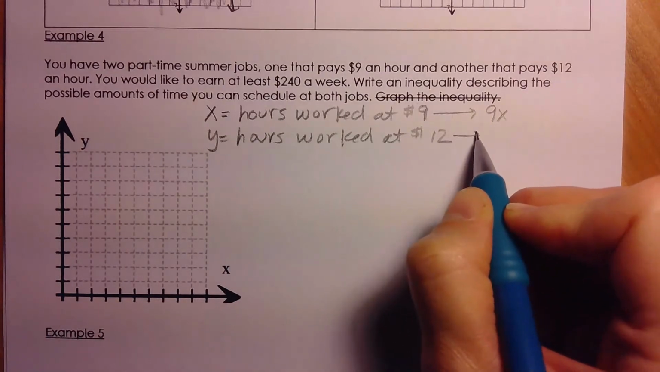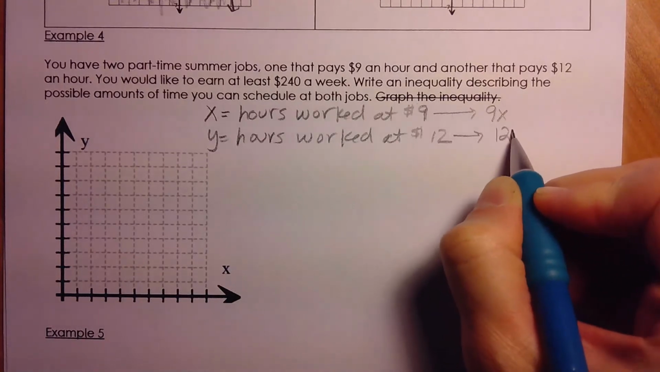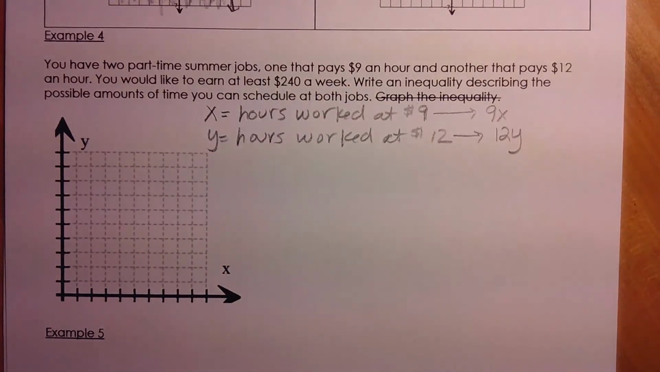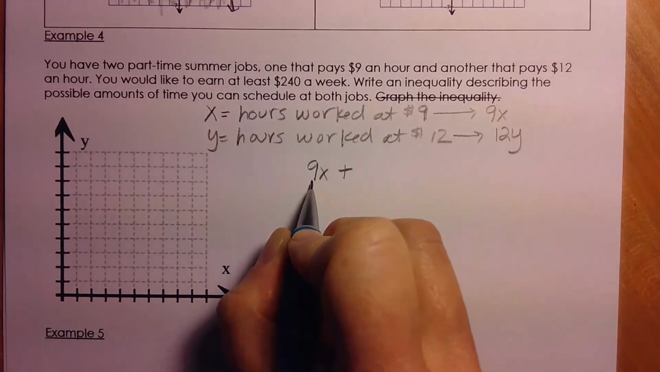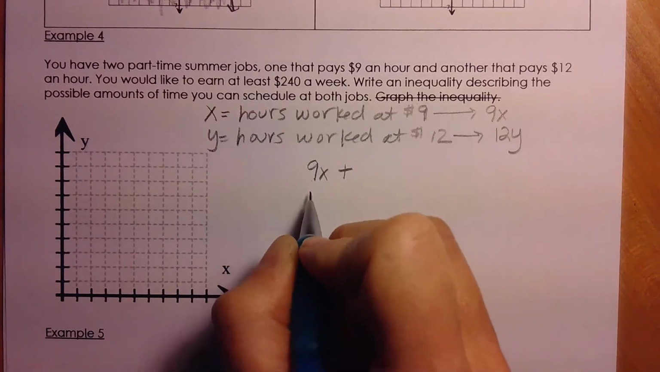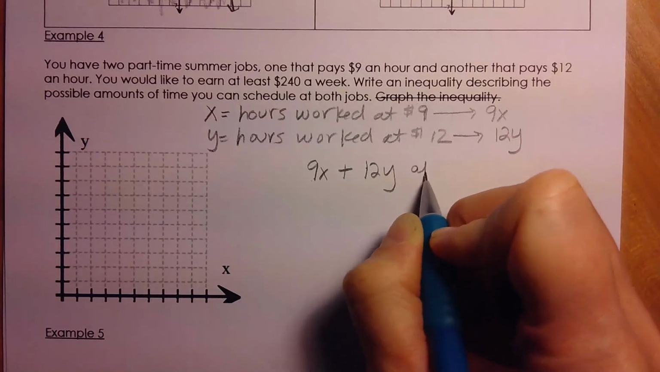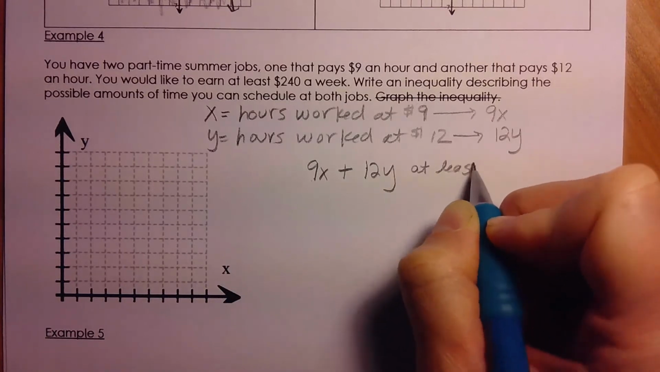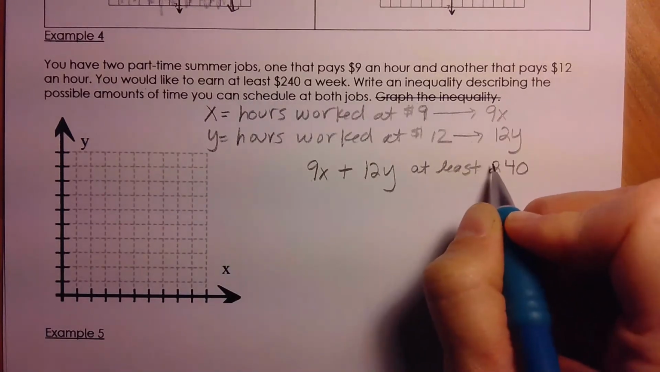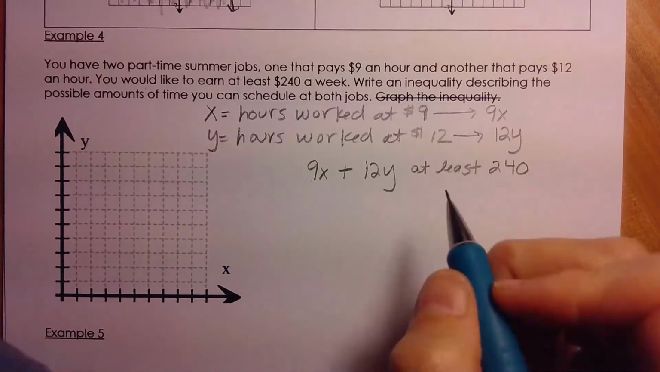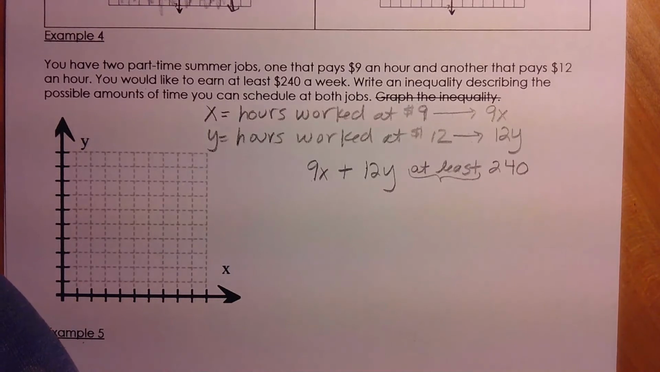And likewise for this one, the amount of money you're going to earn from this job is going to be $12 times all the hours that you work at that job. So what we'll do is add the two dollar amounts together, right? 9x represents all the money that you're going to earn at the $9 per hour job, plus 12y. And we want that to equal at least, right? You want your earnings to be at least $240 each week. So now we just have to replace this at least with the correct inequality symbol.